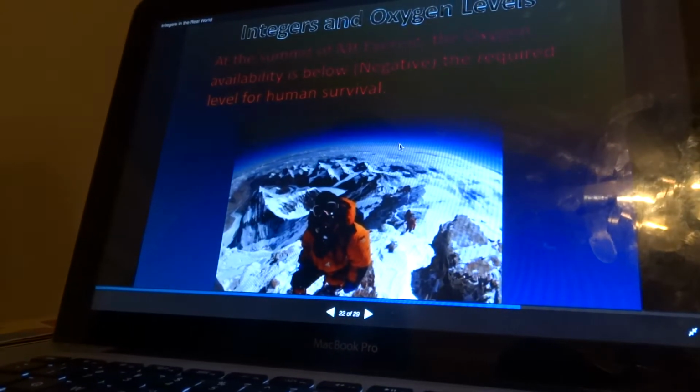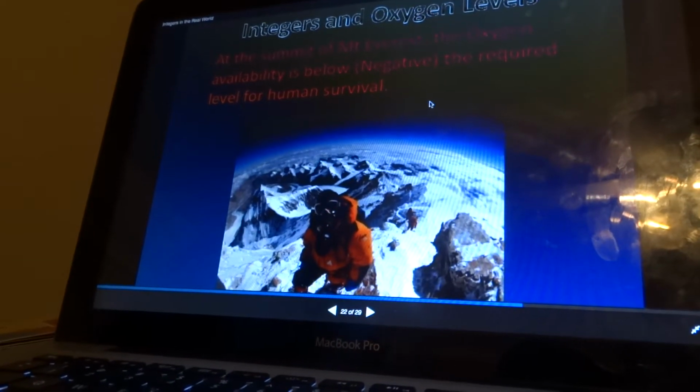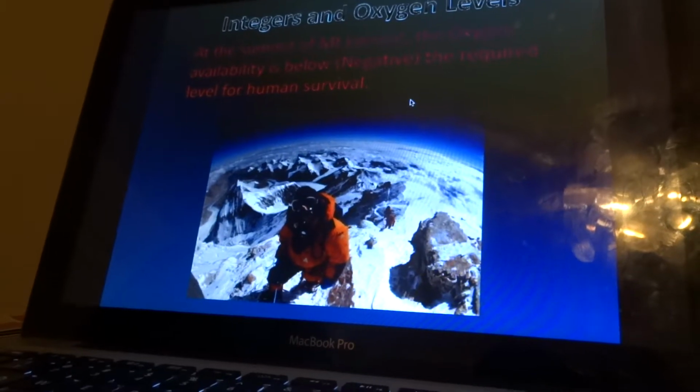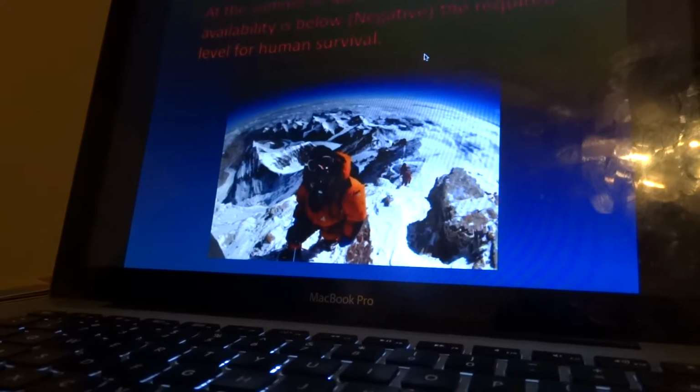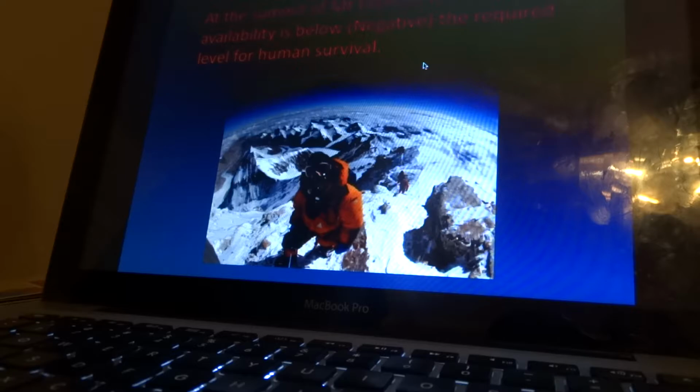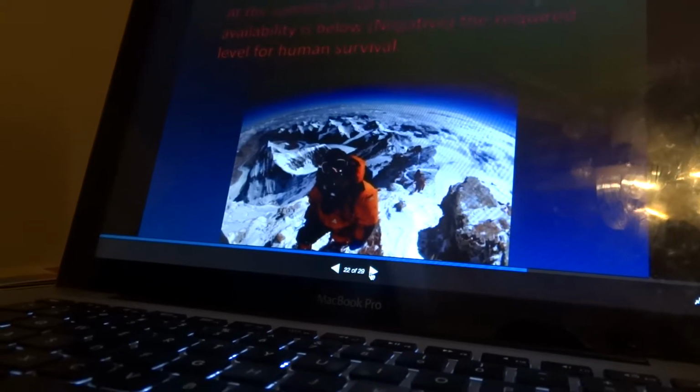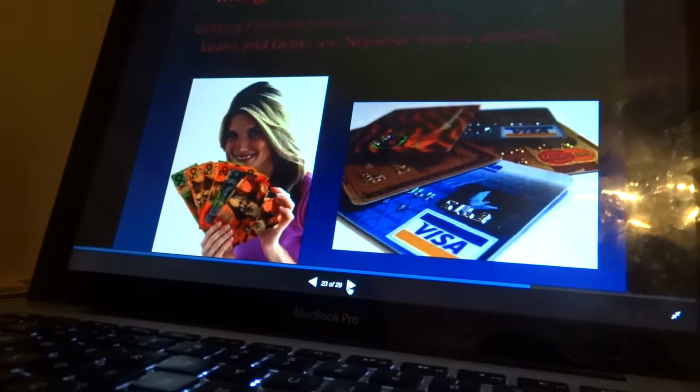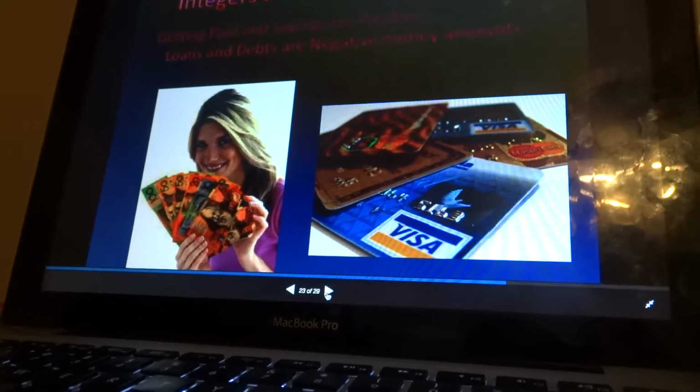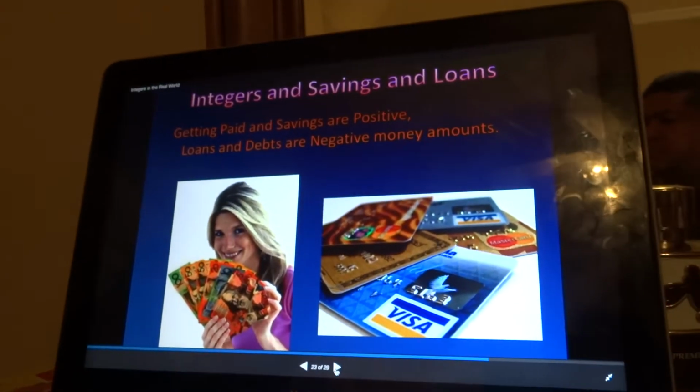So integers and oxygen levels also. At the summit of Mount Everest, the oxygen availability is below the required level for human survival, that means it is negative. So these are a few examples related to your daily life.